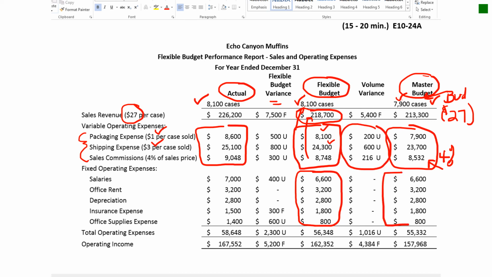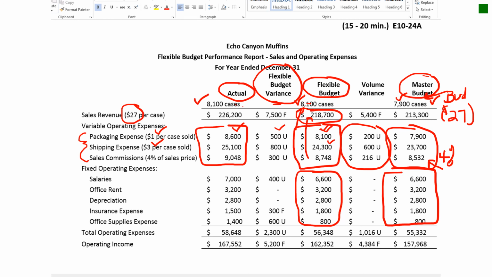Notice that the fixed costs are the same for both the master budget and the flexible budget. The only difference is with the variable cost, and it's all based on volume. So quite literally, what you really want to look at is this variance right here, where you're comparing flexible budget to actual. This is an apples-to-apples comparison because you're using the same volume. So when you compare packaging expense of $8,600, that's the actual, to the $8,100, this $500 unfavorable variance is actually a valid variance to look at to try to explain why you spent more than you thought you should have, and the same thing for the shipping and the sales commissions.